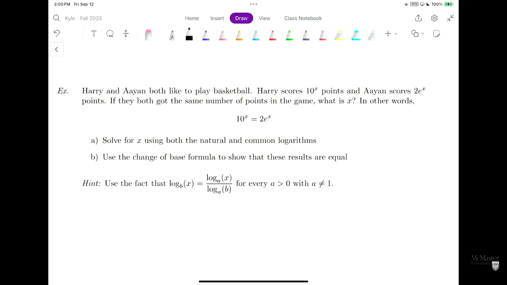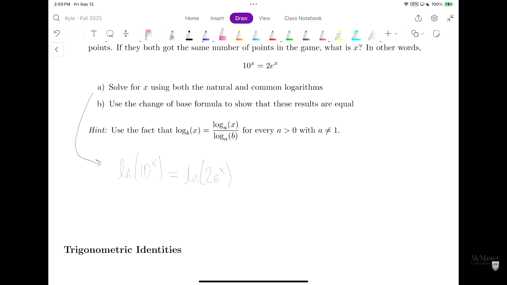Now part A says let's solve it using both the natural and the common logs. That's going to take too much time, so we're just going to solve it using the natural log, and the other part can be homework. So we're going to take the log on both sides. We have ln of 10 to the power of x is equal to the ln of 2e to the x. From our power rule, the power can come down and be a multiple in front of a log. So this is the same thing as x ln of 10.